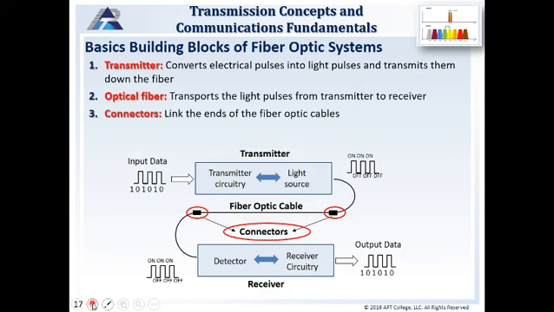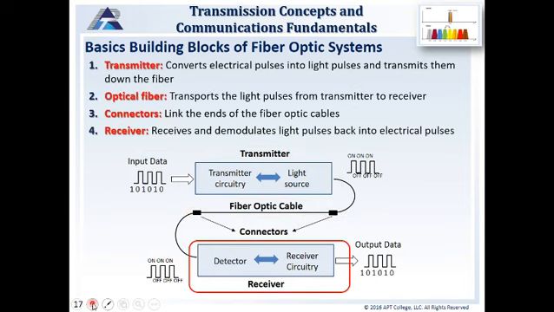Inside of our fiber optic systems, we have 4 basic components. You have a transmitter and a receiver. The transmitter is going to convert electrical pulses into a light pulse and transmit them down the fiber. Your transmitter contains your light source. The receiver receives and demodulates the light pulses back into electrical pulses. This is going to contain a light detector. Between those, we have the optical fiber and connectors. The optical fiber is your transportation medium, going from transmitter to receiver, and your connectors connect those optical fibers to the transmitter and receiver.